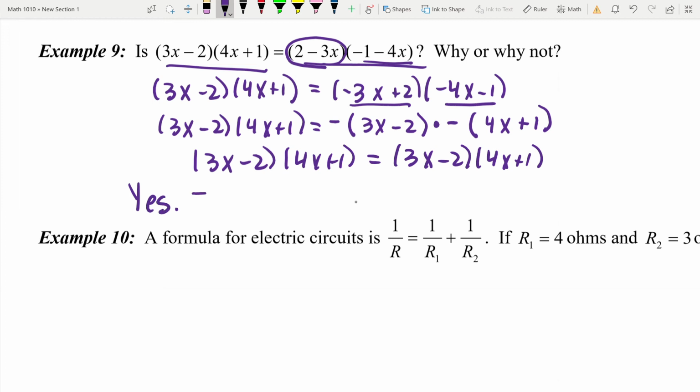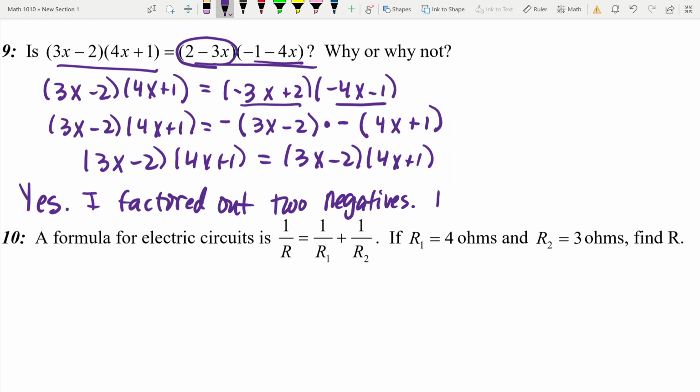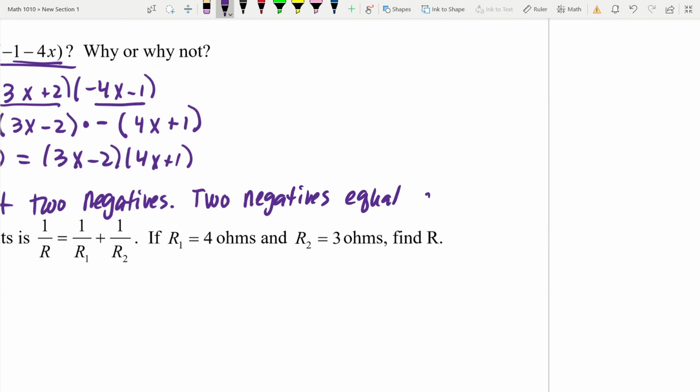I would say I factored out 2 negatives, period. 2 negatives equal a positive. That's it.